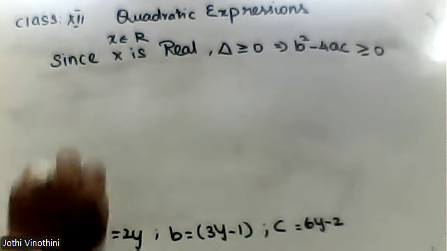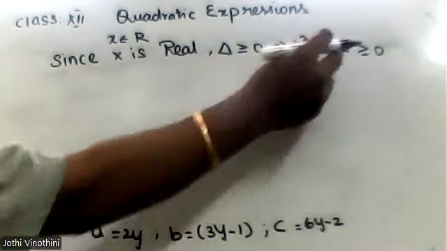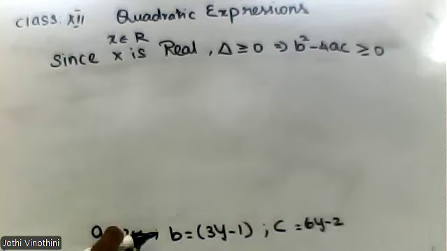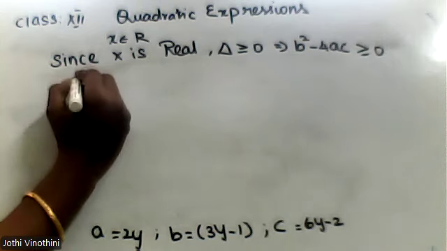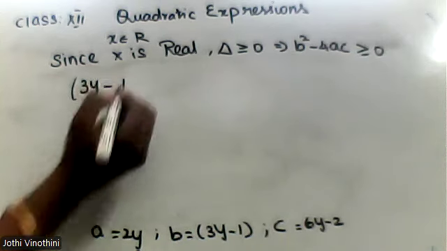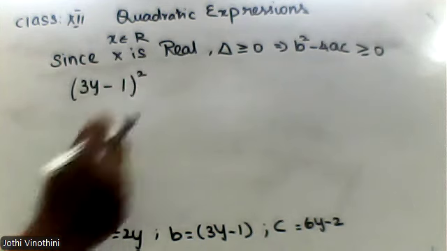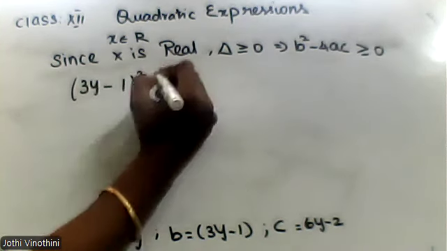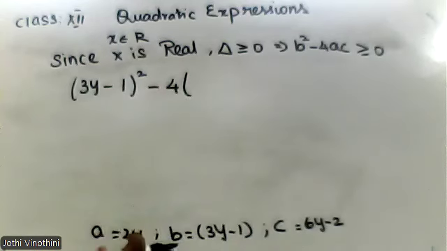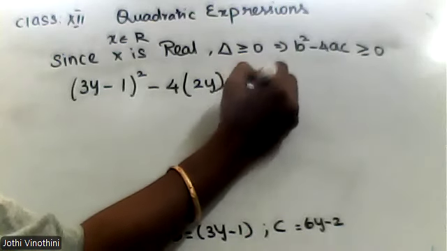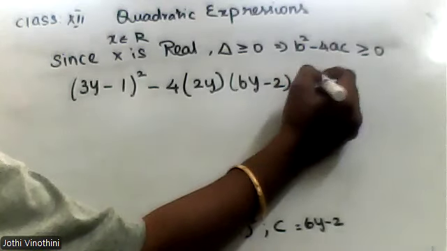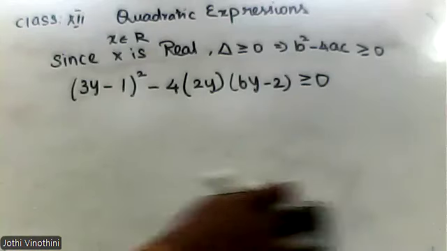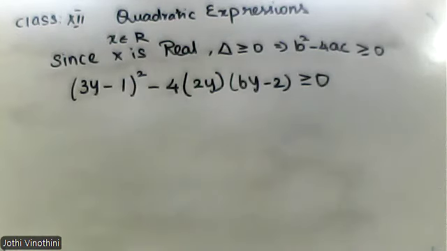Clear? So I am going to substitute the a, b, c values here. So it is b squared, what is b? (3y minus 1) the whole squared, minus 4 multiplied by a, which is 2y, and c, which is 6y minus 2. It should be greater than or equal to 0. Okay. Now we are going to solve this.